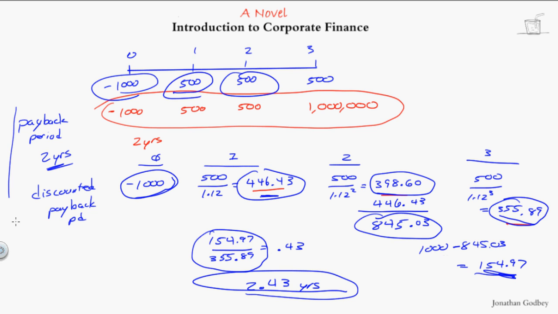These two rules I recommend you don't use. We only show them to you because people do actually use them, but net present value and internal rate of return are much better.